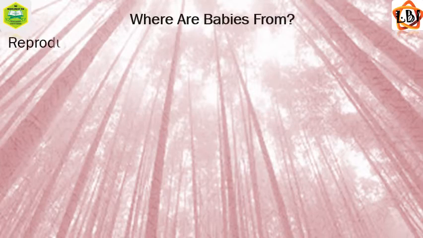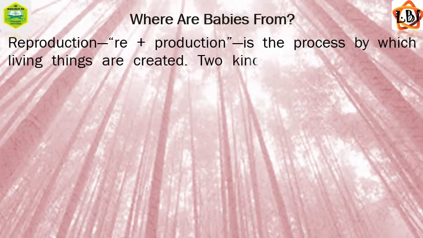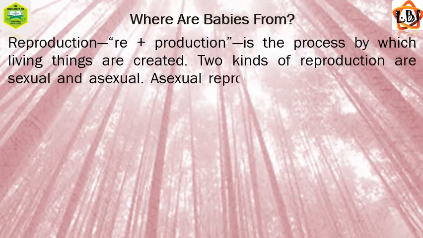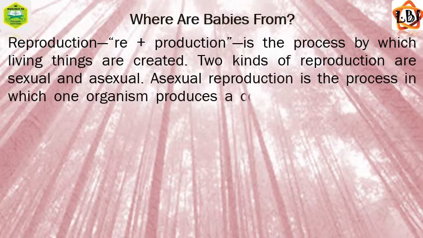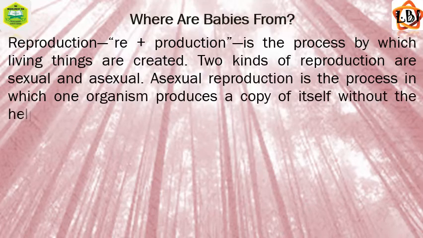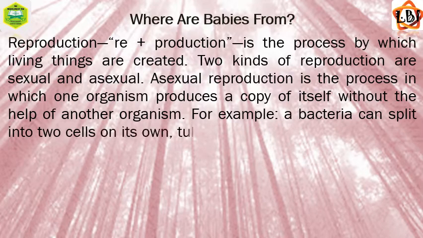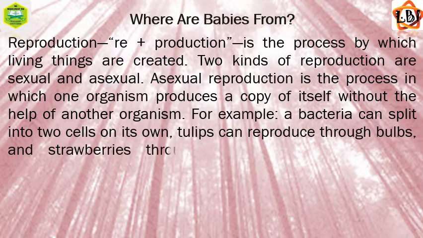Where do babies come from? Reproduction. Reproduction is the process by which living things are created. Two kinds of reproduction are sexual and asexual. Asexual reproduction is the process in which one organism produces a copy of itself without the help of another organism. For example, a bacterium can split into two cells on its own. Tulips can reproduce through bulbs and strawberries through stems.